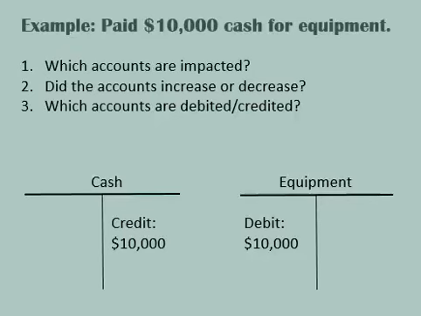Finally, the accounts that are debited or credited, we will determine by thinking about which side of the accounting equation these accounts are on. Well, both are on the left side because both cash and equipment are asset accounts. So since equipment is increasing, and because we debit an asset account to increase it, we will debit equipment for $10,000. And since cash is decreasing and we credit asset accounts to decrease them, we will credit cash for $10,000.